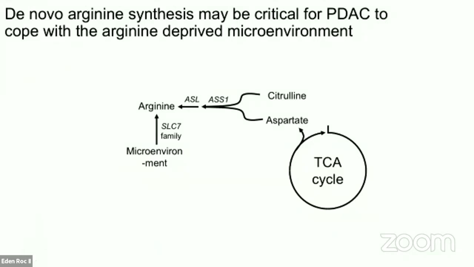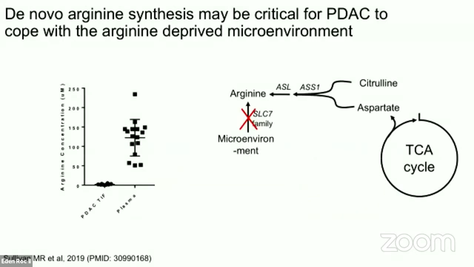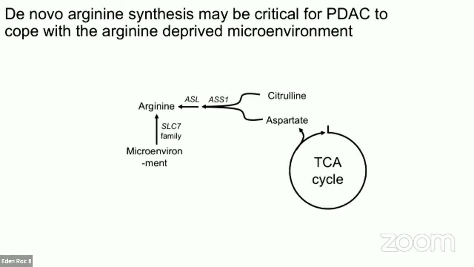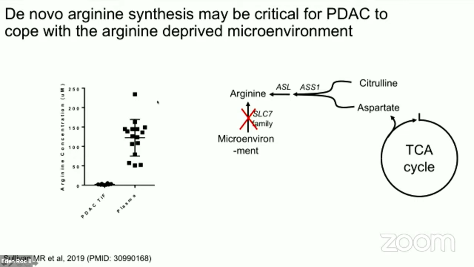And so ASS1 is part of the de novo arginine synthesis pathway, where cells can take aspartate and citrulline and make arginine. The other pathway that cells have to get this amino acid is by uptake from the environment. And so one clue that we had for what this pathway might be doing in PDAC was going back and looking at our interstitial fluid data, where arginine is one of the most depleted nutrients in the microenvironment, only present at about 2 to 5 micromolar.